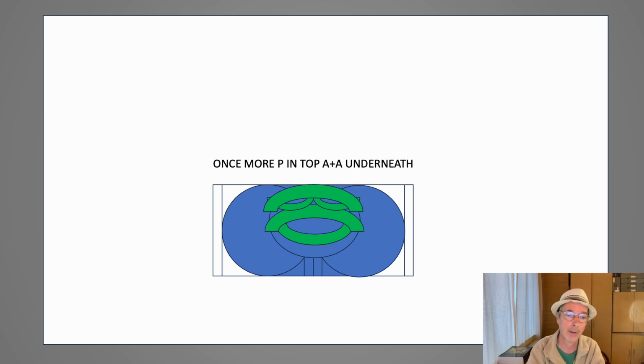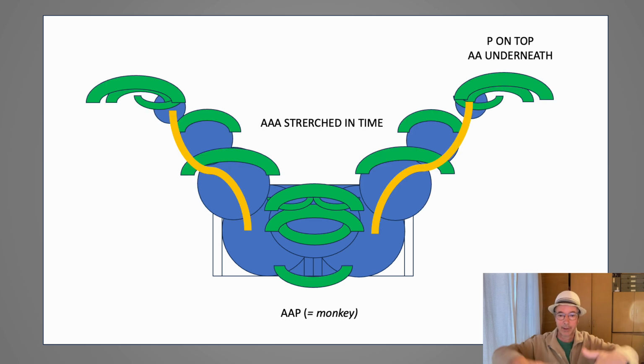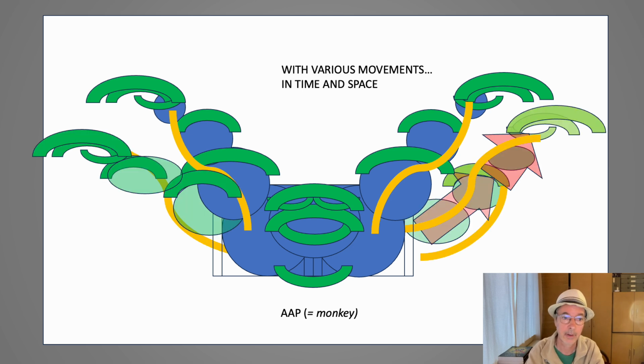The P with the 2 times A underneath. And I will have again this evolution of the double A, and with the P on top, and the A's so stretched in time, and I have the monkey, as you can see, and the monkey of the ape could move in different directions in time. It's also that kind of direction. Just remember that.